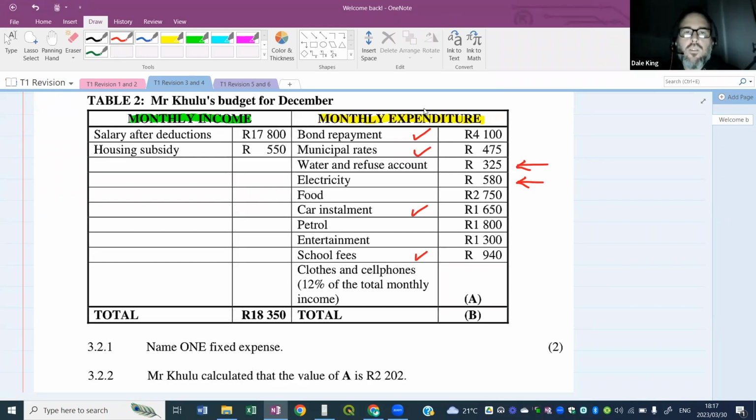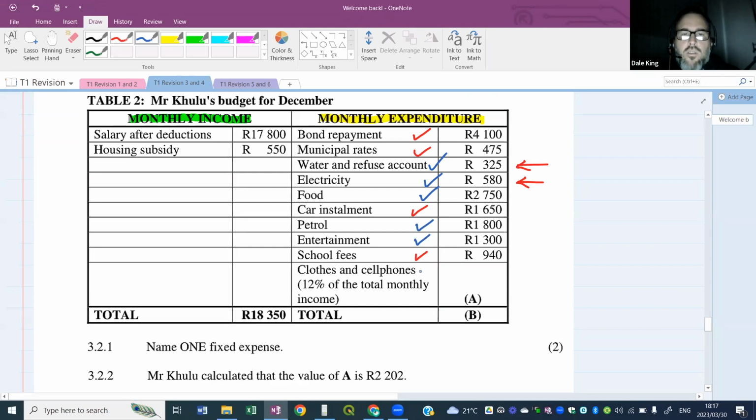Variable. Well done. Good. So it's variable. So I'll tick it in blue. So the water is variable. Electricity will be variable. Food. What do you think food is, guys? Fixed or variable? There we go. Variable. Good. And petrol, that'll obviously be variable depending on how far this person travels. Entertainment, that could also be variable as well.